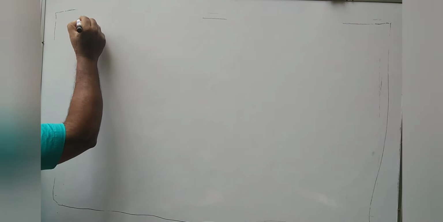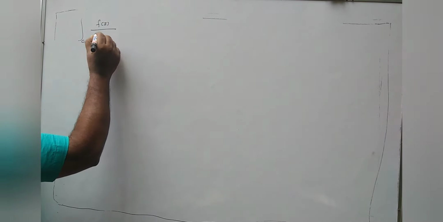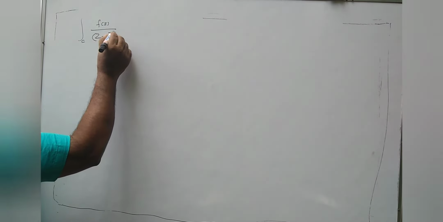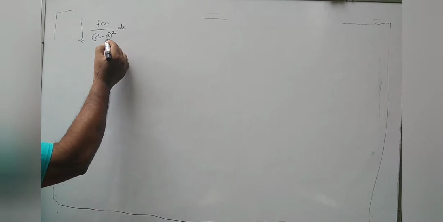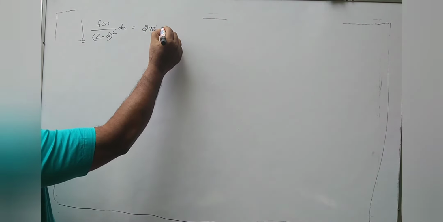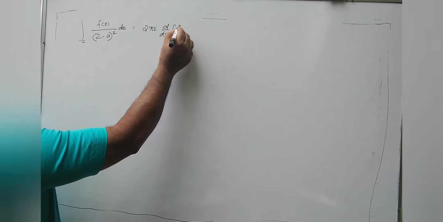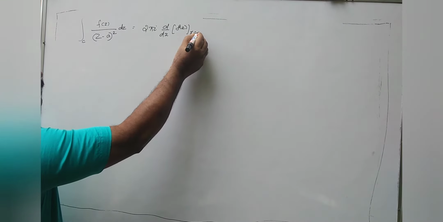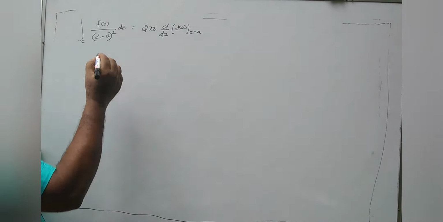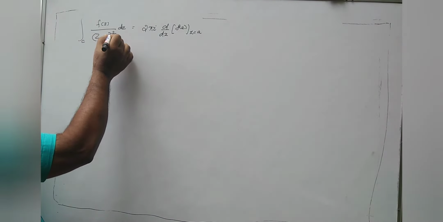Integral over C of f(z) by (z minus a) the whole square dz. So what is the formula? Here a is a pole of order 2. Then the formula is 2πi times d by dz of f(z) at z equal to a. We take this a only. The previous type was the integral over C of f(z) by (z minus a) only, where z minus a has no power, that is power 1.